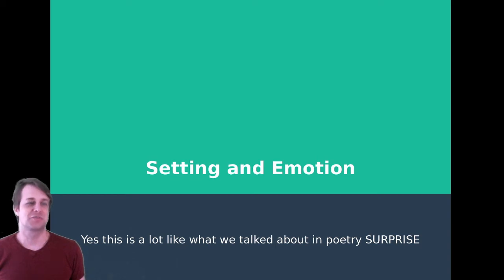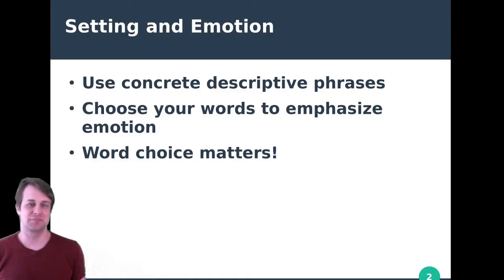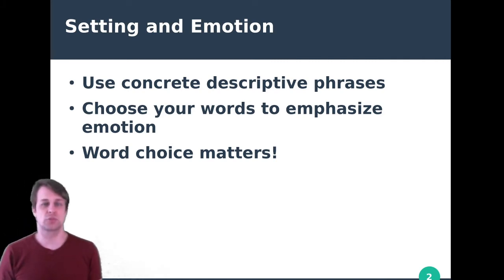All right, today we're talking about setting an emotion and how you can combine the two to have a deeper effect on your reader. So, setting an emotion requires you to use concrete descriptive phrases, much like what we talked about at the beginning of the poetry unit and throughout the poetry unit. And it requires you to choose your words carefully in order to emphasize the emotion that you want your reader to feel, or that you want them to understand about your characters. And word choice really does matter in this situation.